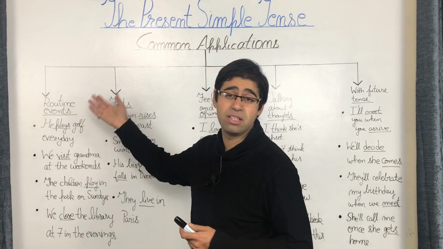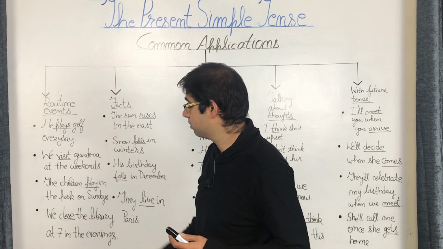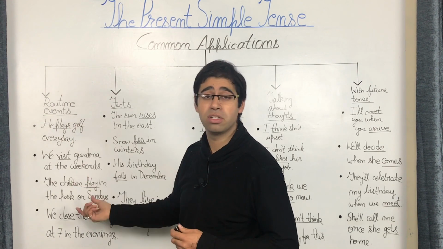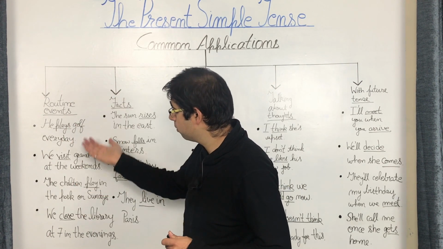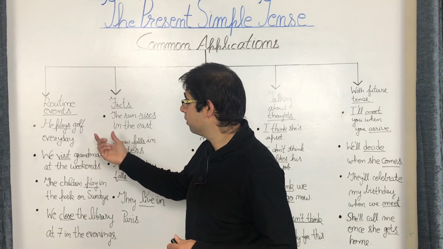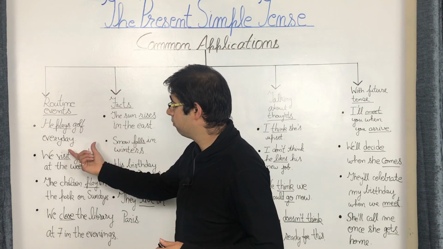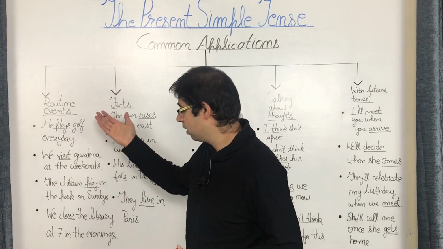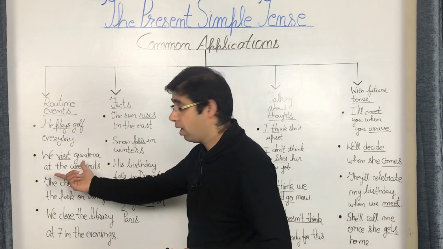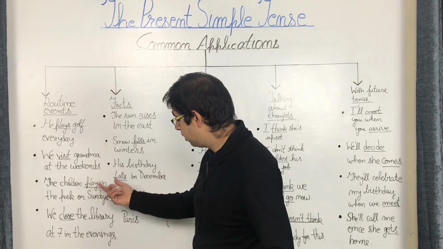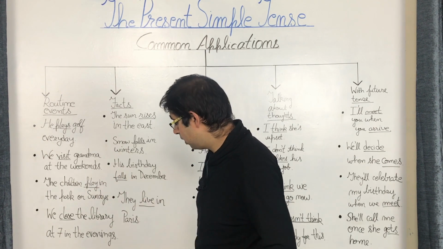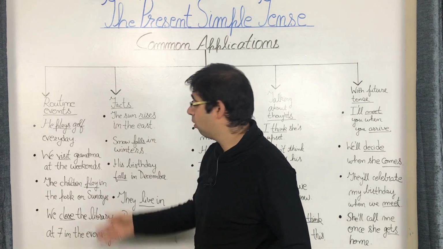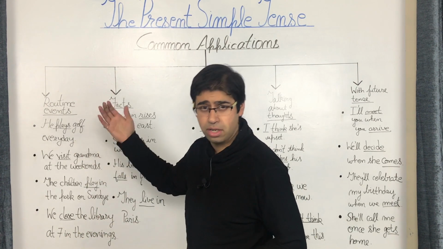routine events or things that take place regularly. Let's have a look at some sentences, and please do make a note of the verbs which I have underlined for your convenience, because all of them are following the pattern of the present simple. The first one being he plays golf every day. It's an everyday activity, hence a routine, so it occurs in the present simple. Similarly, we visit grandma at the weekends. The children play in the park on Sundays, and we close the library at 7 in the evenings. All routine activities happening regularly.